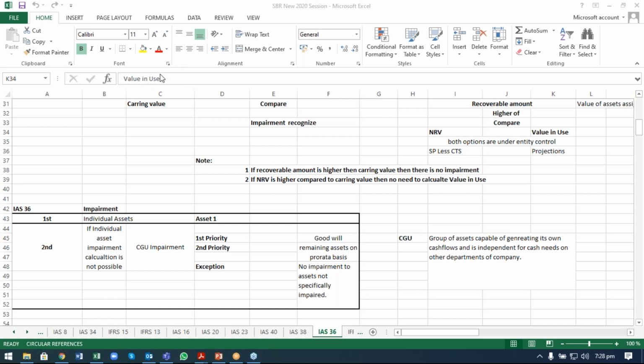Can you please explain the exception component again? I don't understand. What does exception component mean? Okay, this exception, sorry, apologies, I got the point.